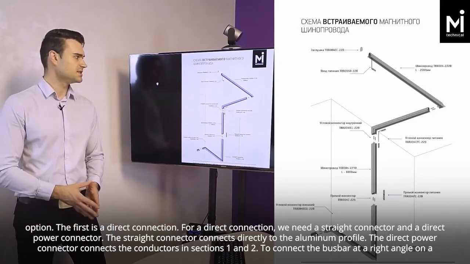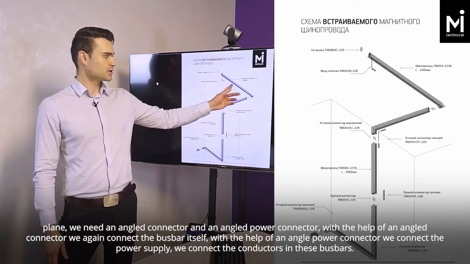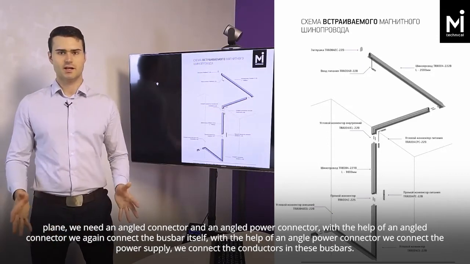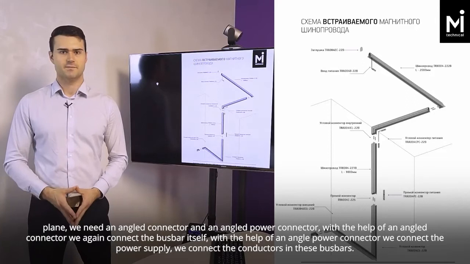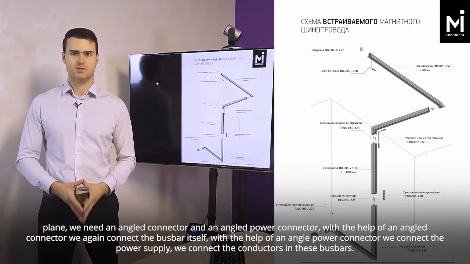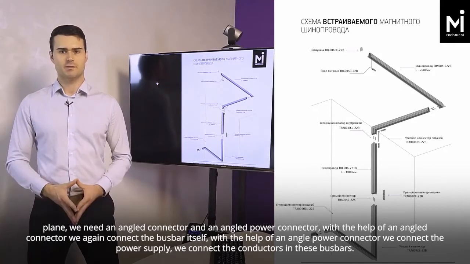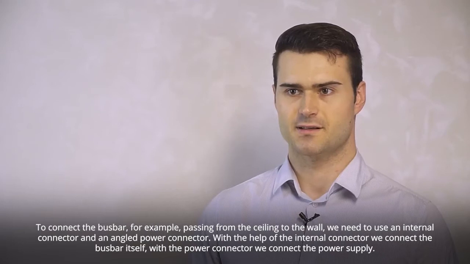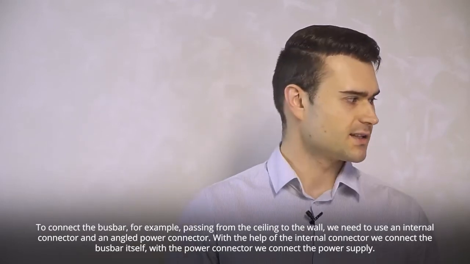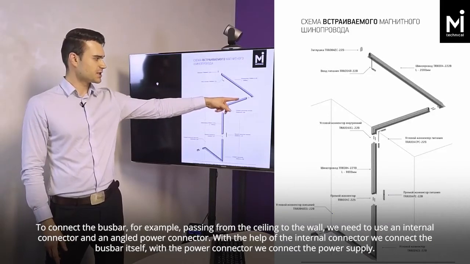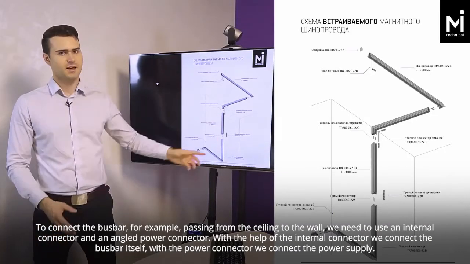To connect the busbar at a right angle on a plane, we need an angled connector and an angled power connector. With the help of an angled connector, we again connect the busbar itself. With the help of an angled power connector, we connect the power supply. We connect the conductors in these busbars. To connect the busbar, for example, passing from the ceiling to the wall, we need to use an internal connector and an angled power connector.